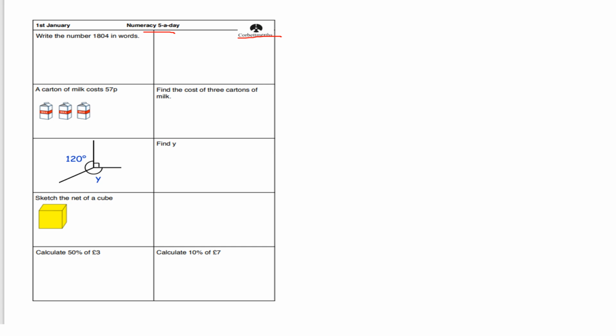Okay, write the number 1,814 in words. So it's one thousand, and, sorry, 1,800 it should be. So eight hundred and fourteen. 814 guys.